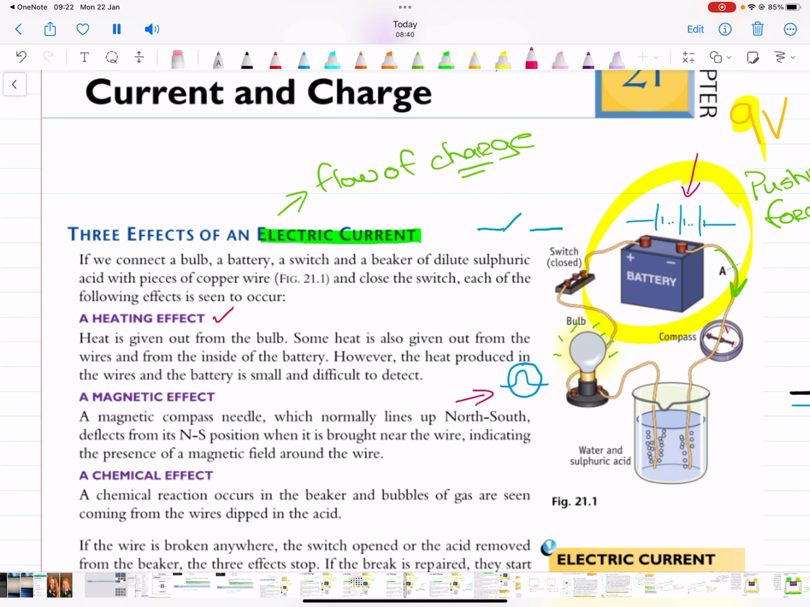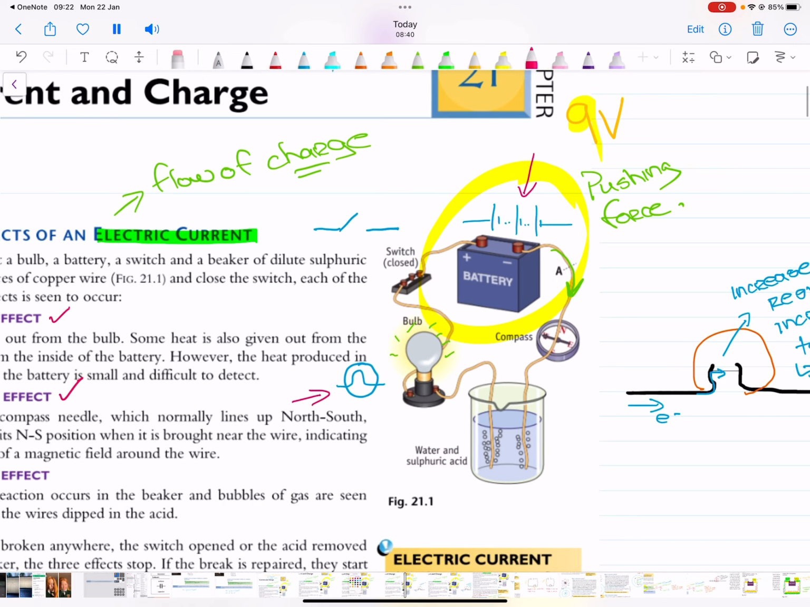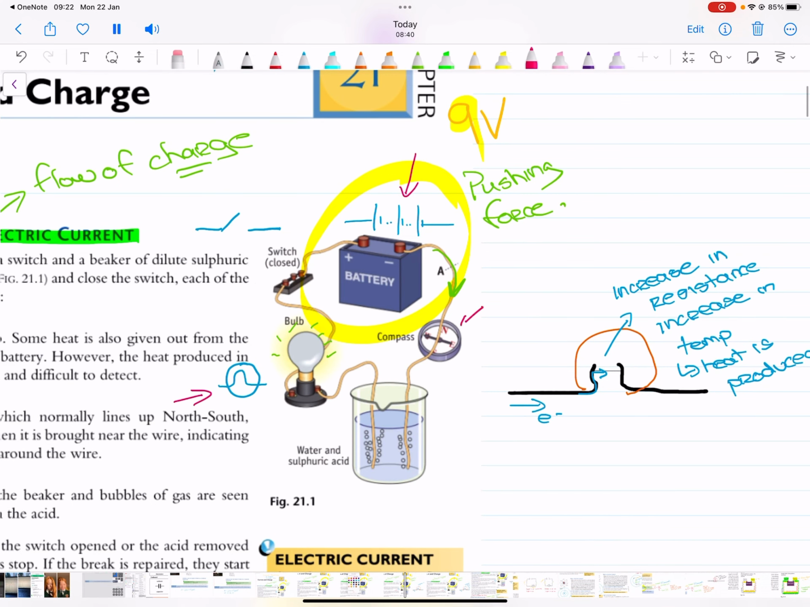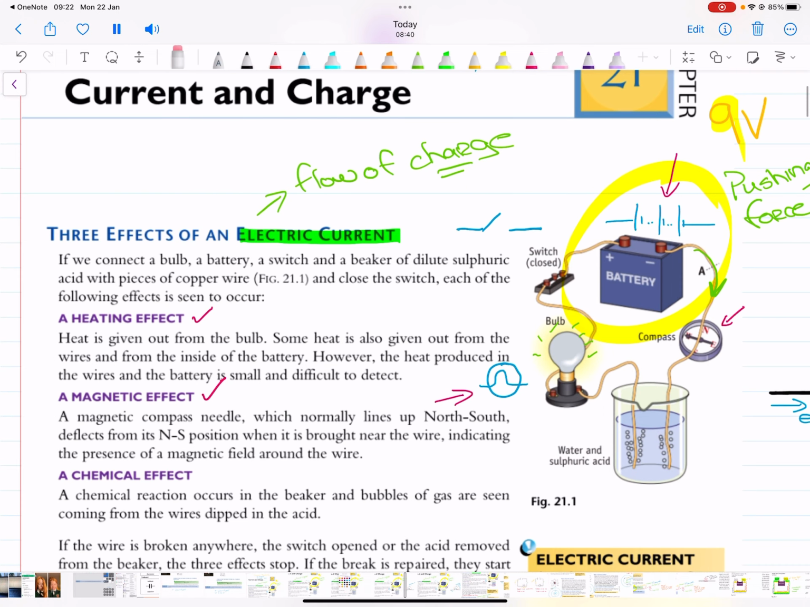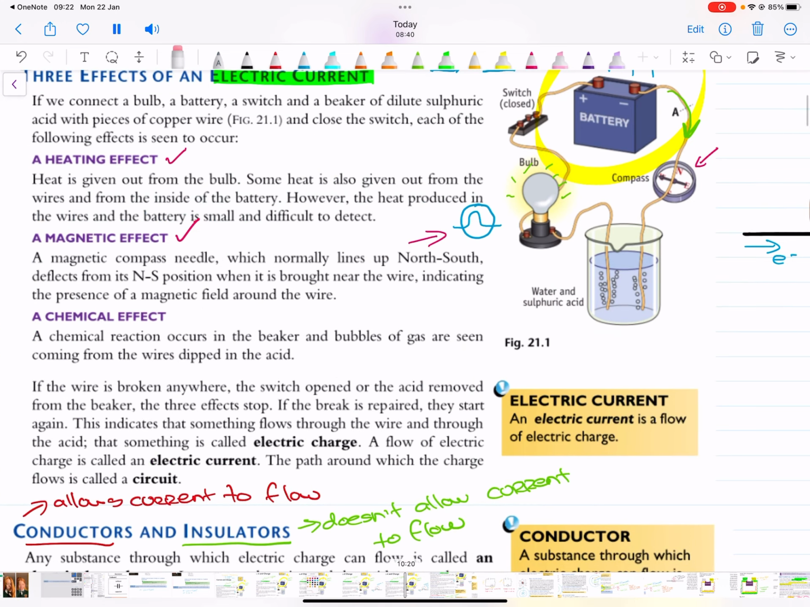And then the last one is the chemical effect, which you can see in the beaker. A chemical reaction takes place at each end of the wire, and you can see that from the bubbles. Because of the flow of electric current through that acidified water, you get a chemical reaction. So that's those 3. That probably needs some talking. Sorry, I know my voice is terrible.